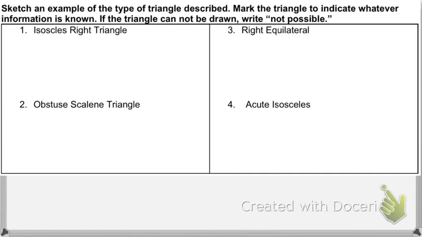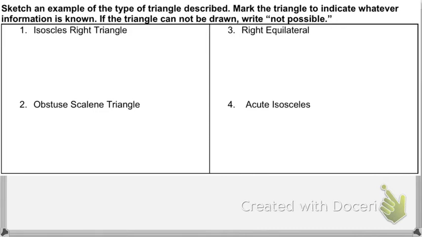So each of these were given 2 descriptions. And I want you to mark the triangle to indicate whatever information is known. So if you know angles are congruent, mark that. If you know sides are congruent, mark that. On number 1, I want you to draw an isosceles right triangle. I want a triangle that is both isosceles and right.